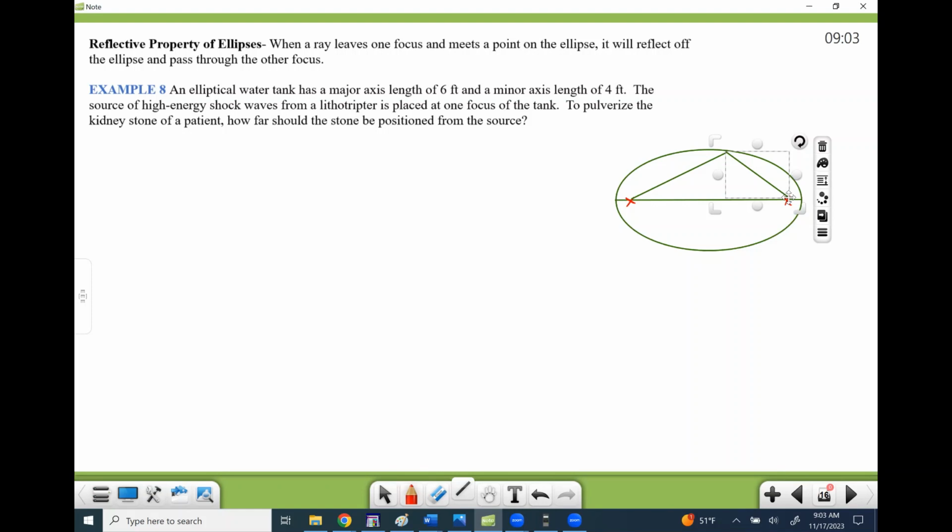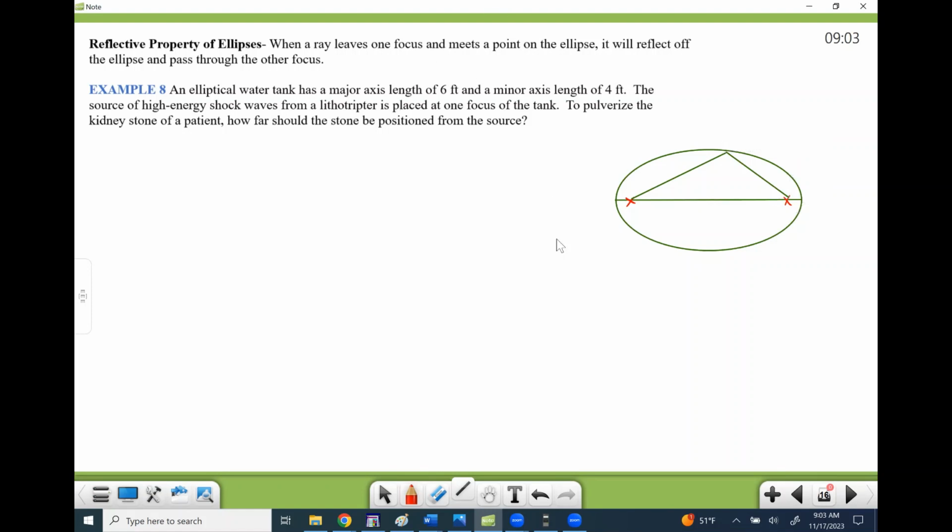In the medical field, I don't know how to say this, so if I'm not saying lithotripter right, that's what I would guess, but they actually use ellipses to help kidney stones get passed. Let's read this so you can see. It says, an elliptical water tank has a major axis length of 6 feet and a minor axis length of 4 feet. The source of high energy shock waves from a lithotripter is placed at one focus of the tank. To pulverize the kidney stone of the patient, how far should the stone be positioned from the source?